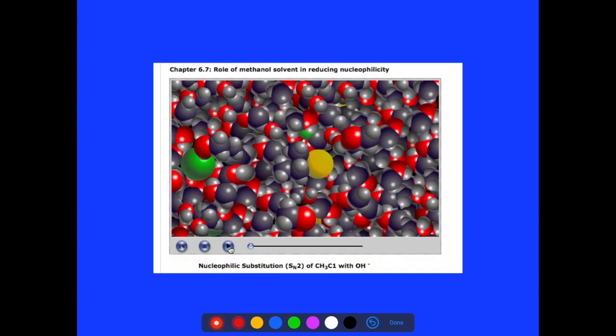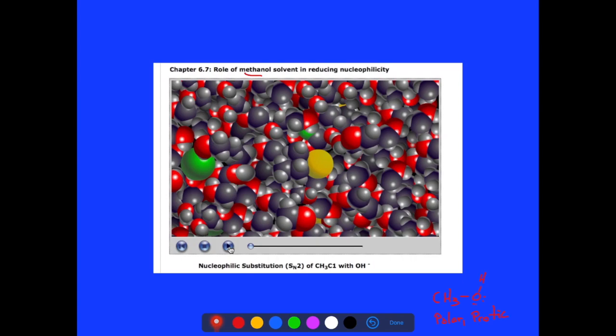Let's look at a couple of animations to help understand this solvation. For the first one, we're going to be looking at the role of methanol in this solvation and really reducing the nucleophilicity of OH minus. So we have methanol, CH3OH. It can form a hydrogen bond, so this will be referred to as a polar protic. It's both polar and protic, or it can form a hydrogen bond.